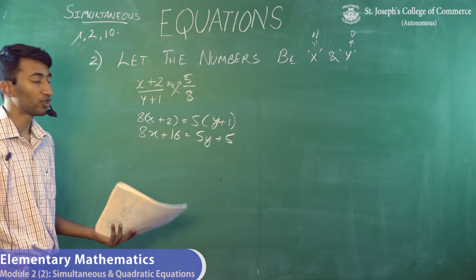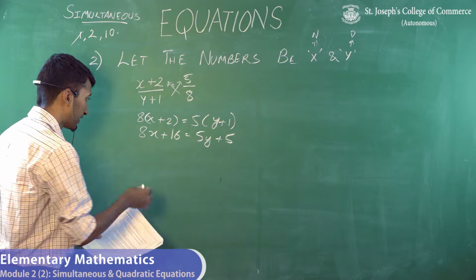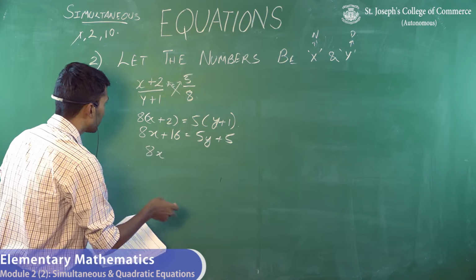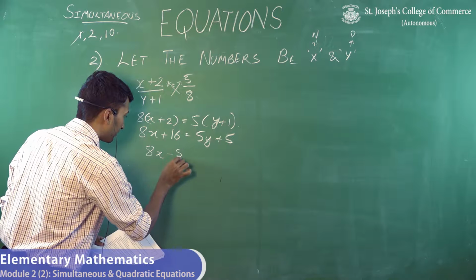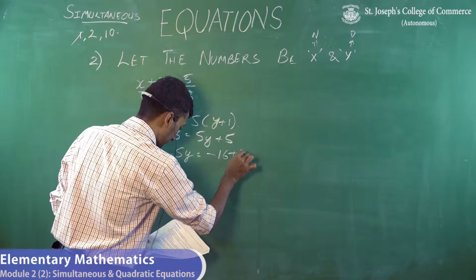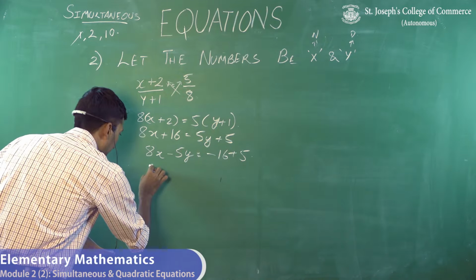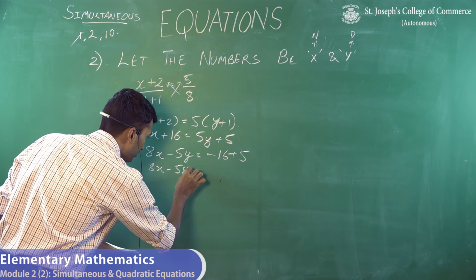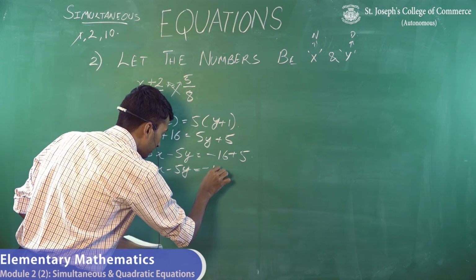Take the variables on one side and take the constants on the other side. That would be 8x minus 5y is equal to minus 16 plus 5. That would be 8x minus 5y is equal to minus 11.